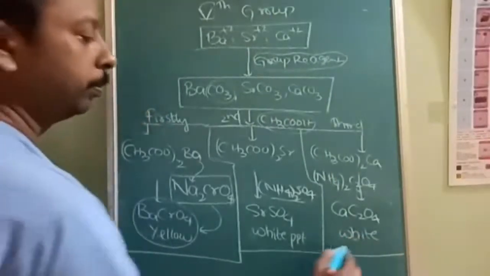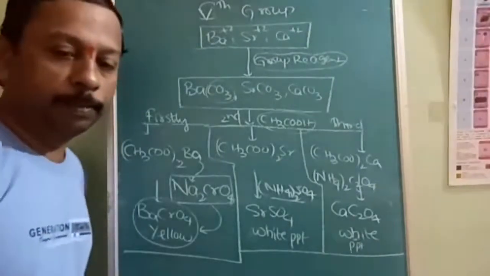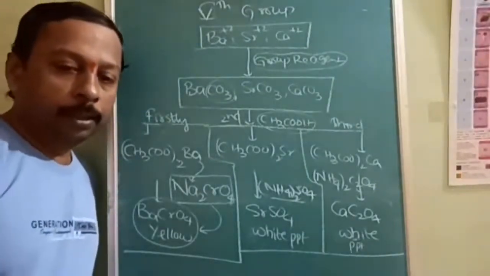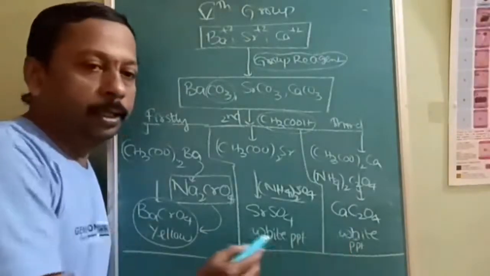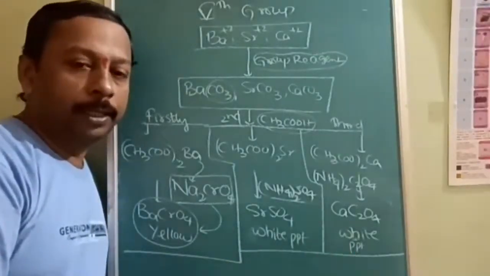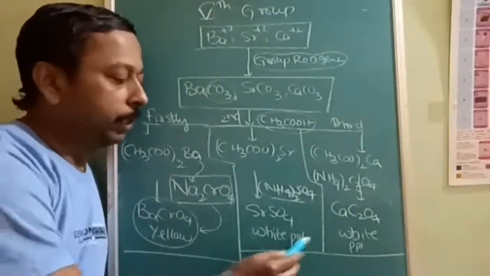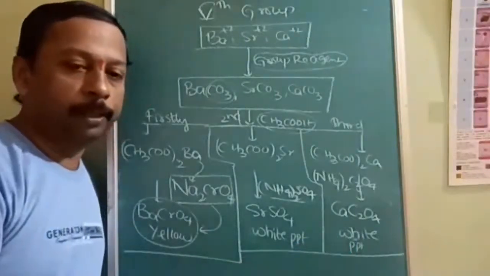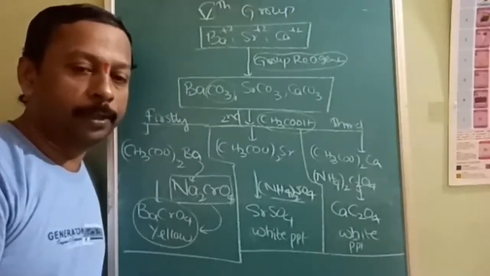Understood? But a problem will come. You may think that both are white precipitates. So if both are white in color, how to differentiate them? Any answer? Here also white precipitate, here also white precipitate. Then what is the answer? How will you differentiate them?